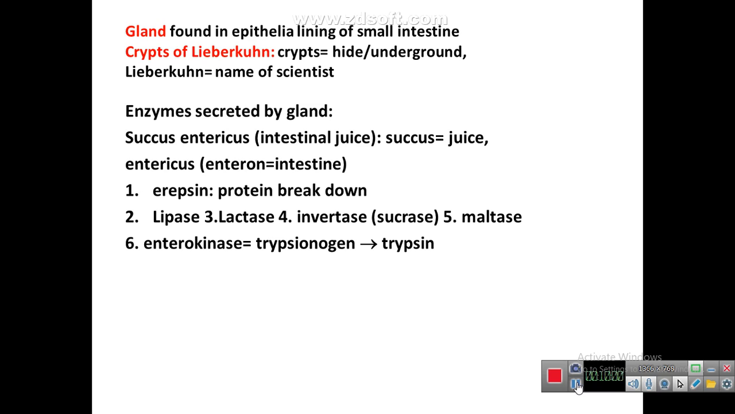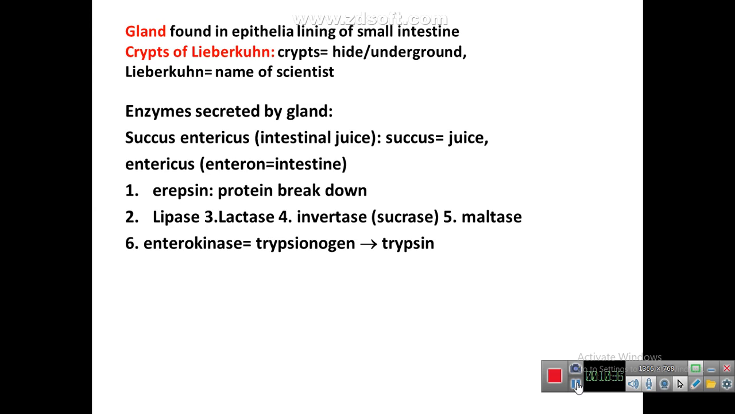Glands present in the small intestine. The gland found in the epithelial lining of the small intestine is the crypt of Lieberkühn. The word crypt means hide or underground. Lieberkühn was the name of the scientist. The group of enzymes secreted by the crypts of Lieberkühn is known as succus entericus, or intestinal juice. The word succus means juice. Entericus is derived from the word enteron, which means intestine.